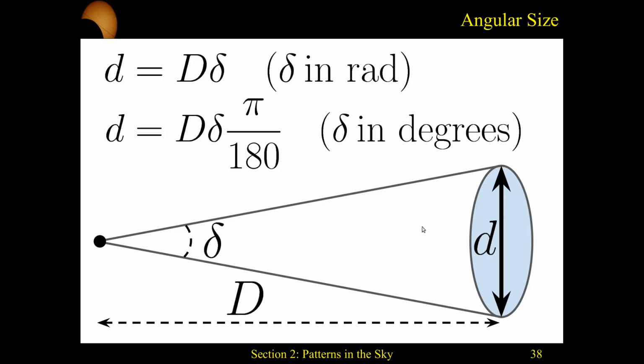So coming back to our equation, we'd say the diameter of that object is just equal to the distance to it times its angular size, if that was measured in radians. If you have it in degrees, well, it's a simple multiplication. You'd say the diameter of the object is equal to the distance times the angular size in degrees times pi divided by 180.